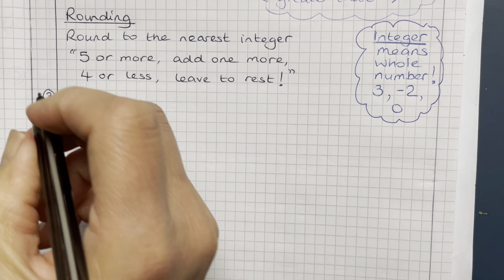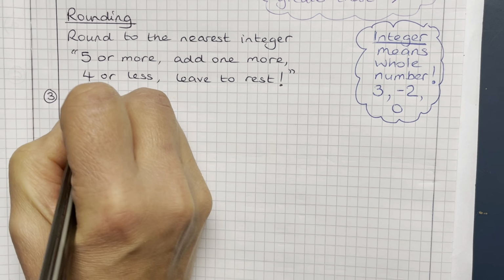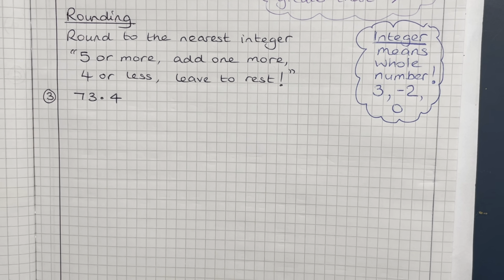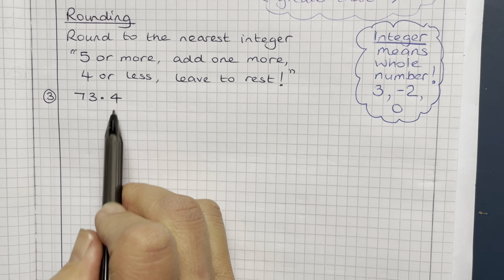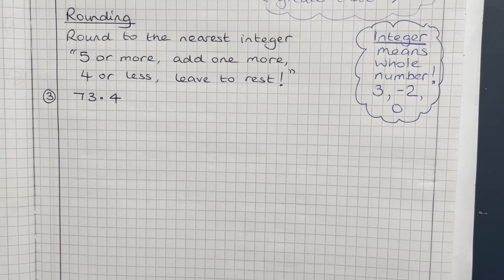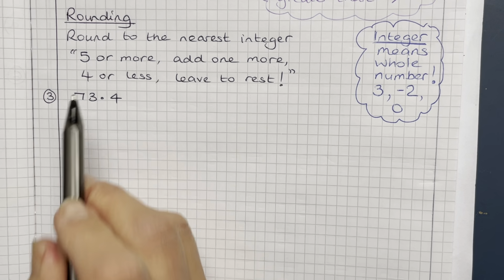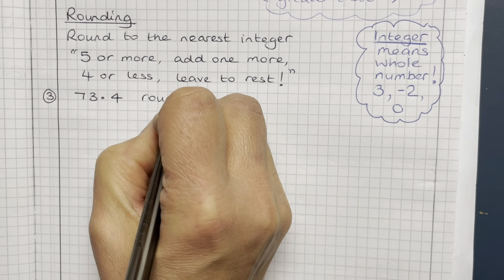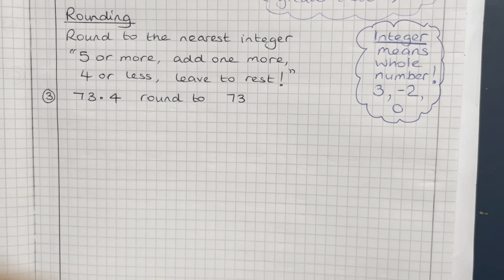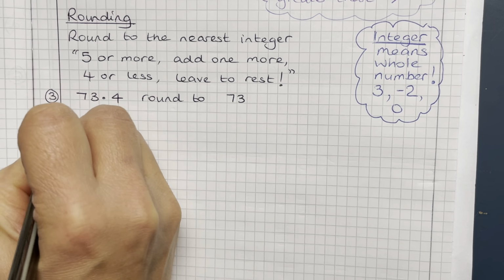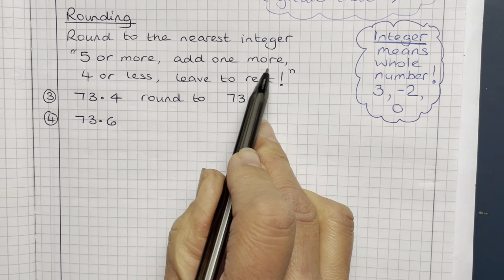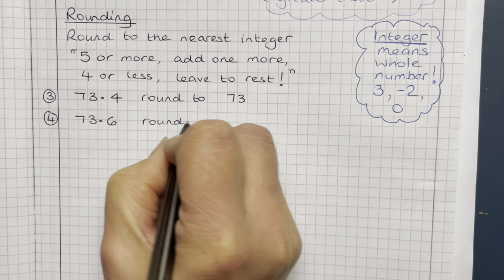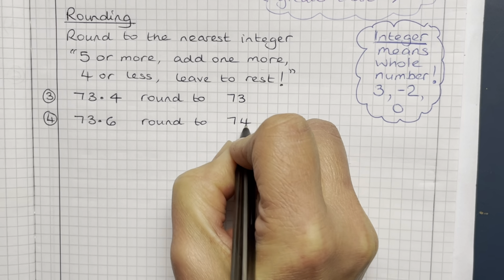Okay, so let's do a couple of quick examples here. We're going to round to the nearest whole number, 73.4. Because we're rounding to the nearest whole number, we only need to look at what is in the tenths column. If there were numbers here, I could just ignore them. So 4 or less, leave to rest. That is going to round to 73. Next example. If I had 73.6, 5 or more, add 1 more. That's going to round up to 74.